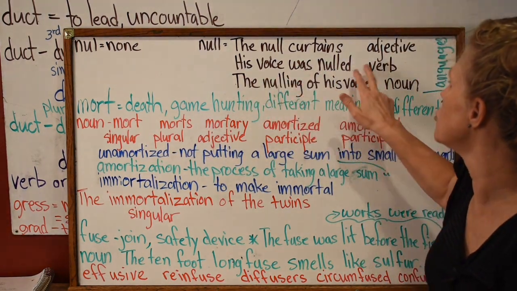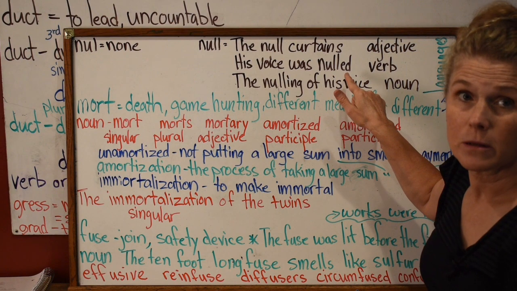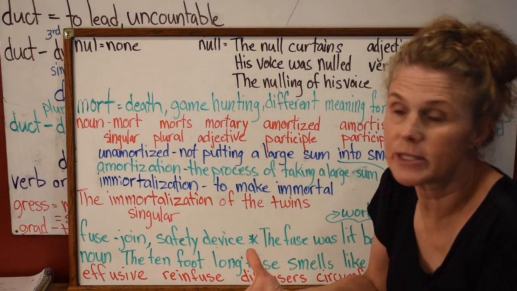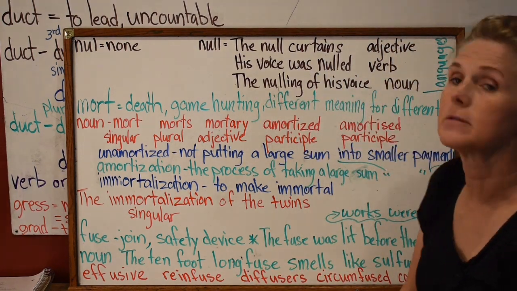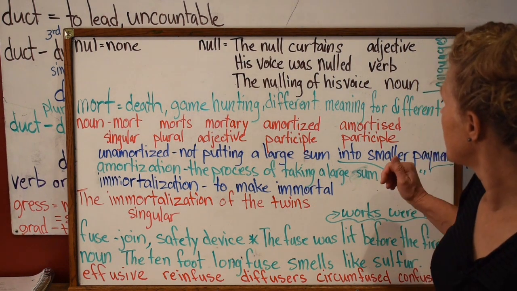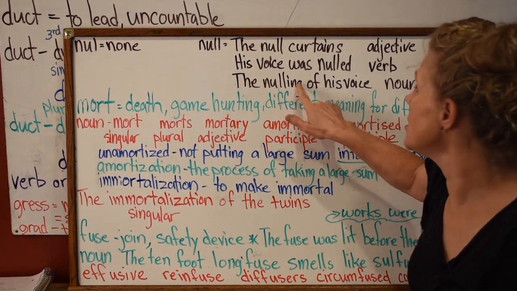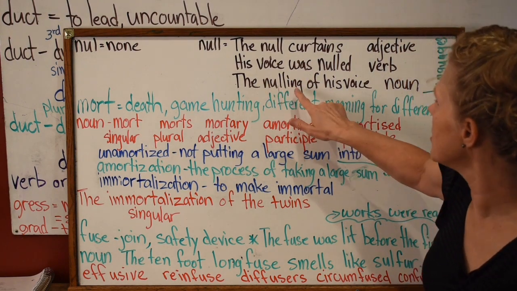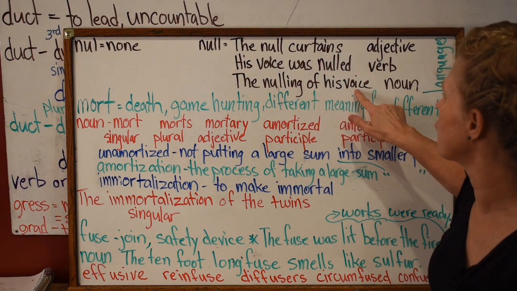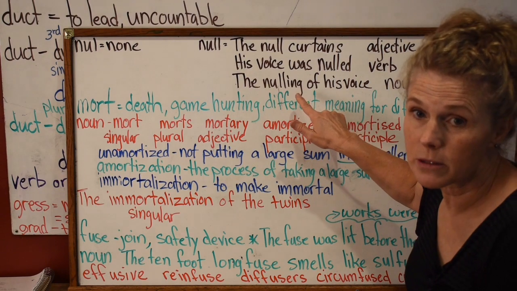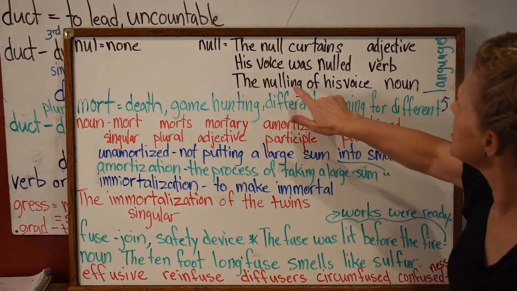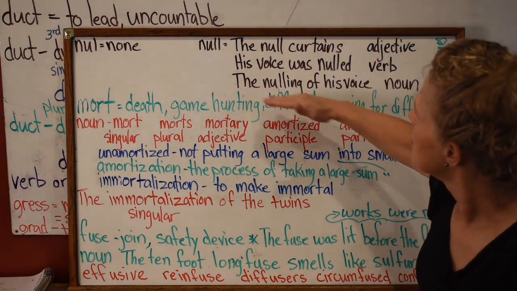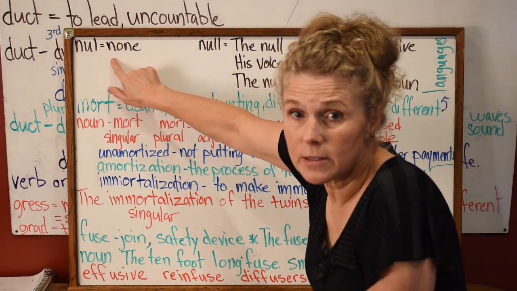How about his voice was nulled as a verb? It probably means it was quiet. Yeah, very quiet voice. You couldn't hear really what he was saying. How about the nulling of his voice? Basically the same thing. Yeah, this is a noun. This is your gerund sitting in a noun position. See how with your gerund, you have to have your prepositional phrase to really understand this part. But anyways, this is your noun. See how you can use it as your verb, how you can use it as an adjective. Anyways, null means what? None.